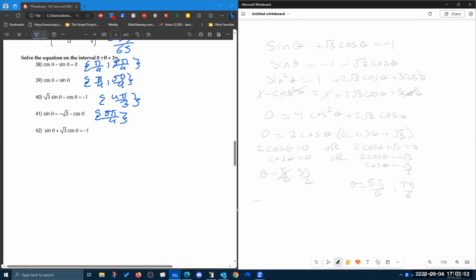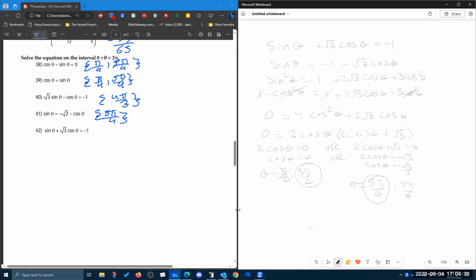Sine of 3 pi over 2 is -1. Cosine of 3 pi over 2 is 0. -1 is equal to -1, so 3 pi over 2 is one of my answers. Sine of 5 pi over 6 is going to be 1/2. Cosine of 5 pi over 6 is going to be a negative root 3 over 2. 1/2 minus 3/2 is a negative 2/2 or a -1. So 5 pi over 6 is also an answer.